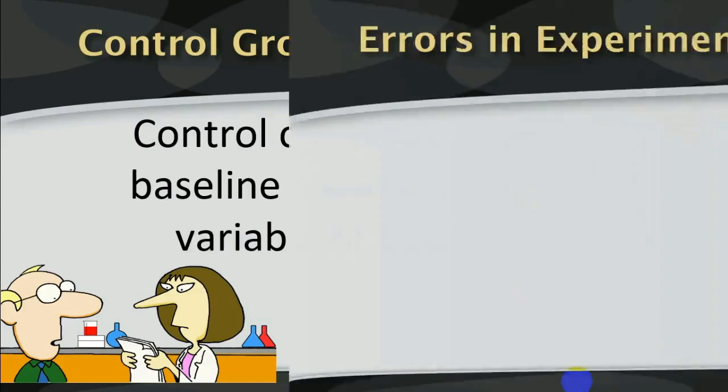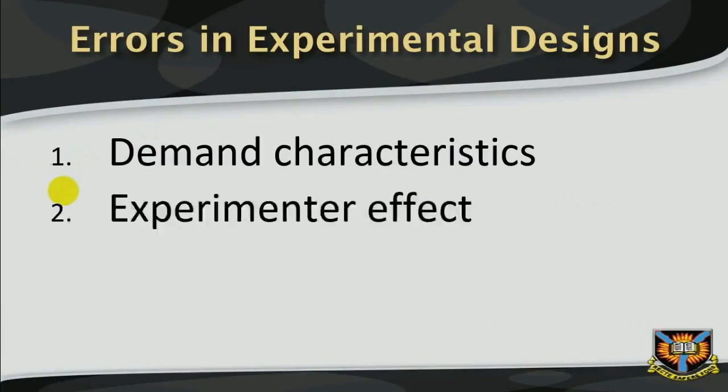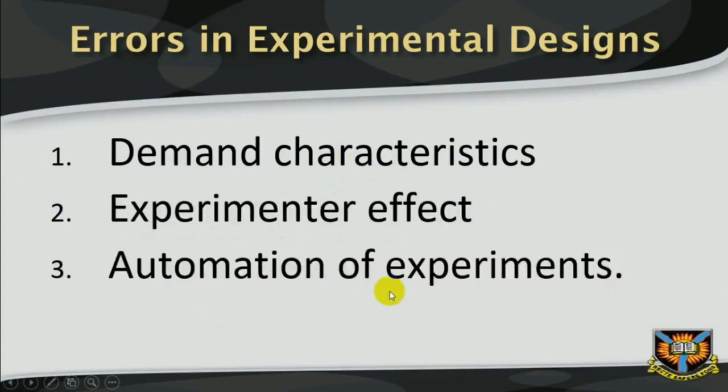Errors in experimental designs. It is quite easy to formulate an inadequate experimental design. In this study session, we shall discuss only a small sample of errors in design, ones that are so common, which you should be aware of. Examples include demand characteristics, experimental effects, and automation of experiments.